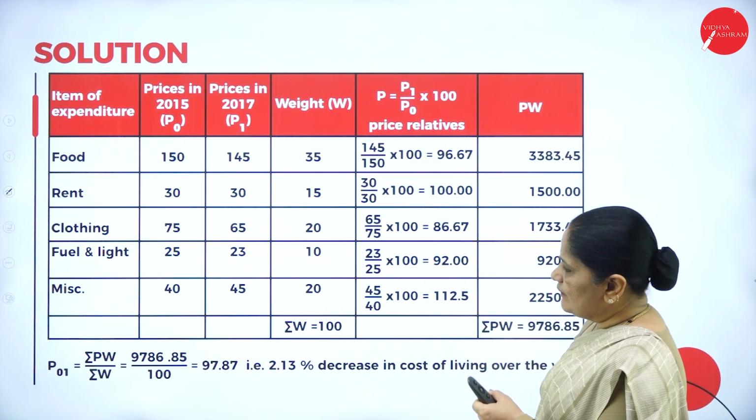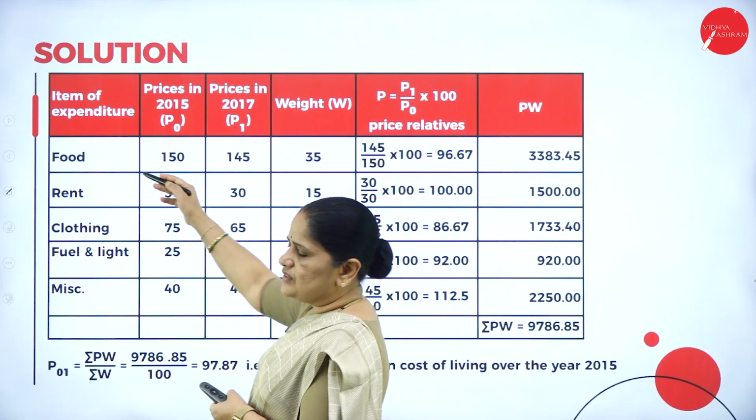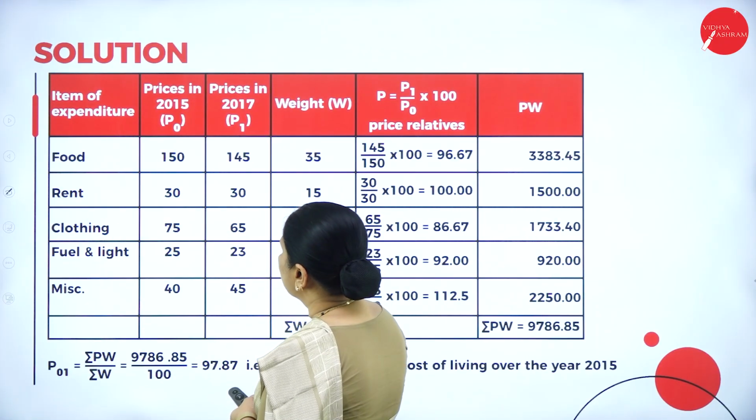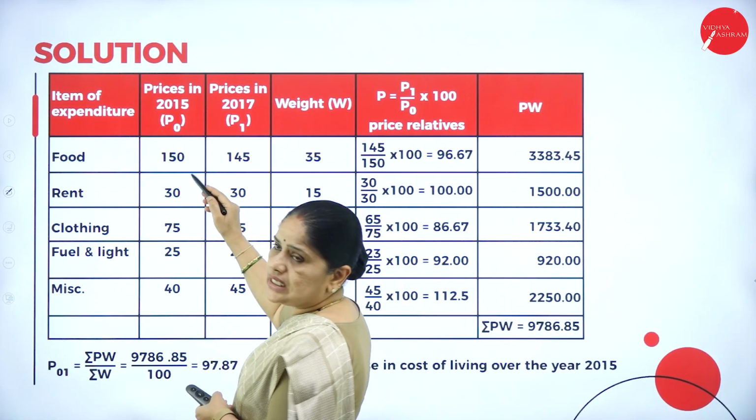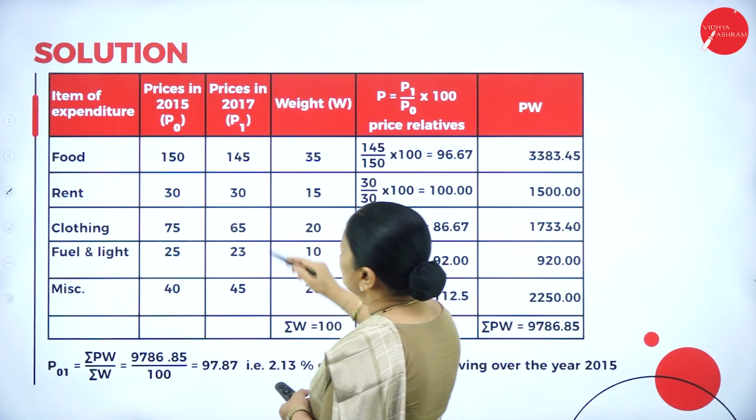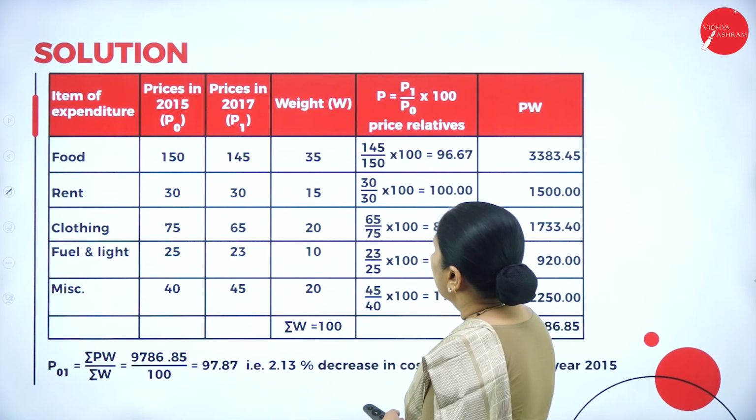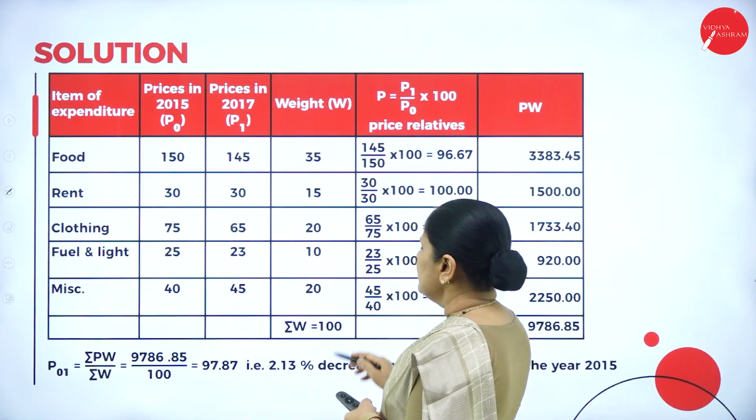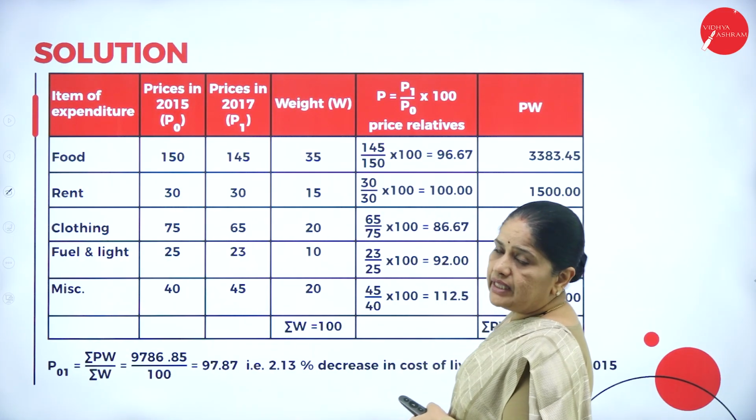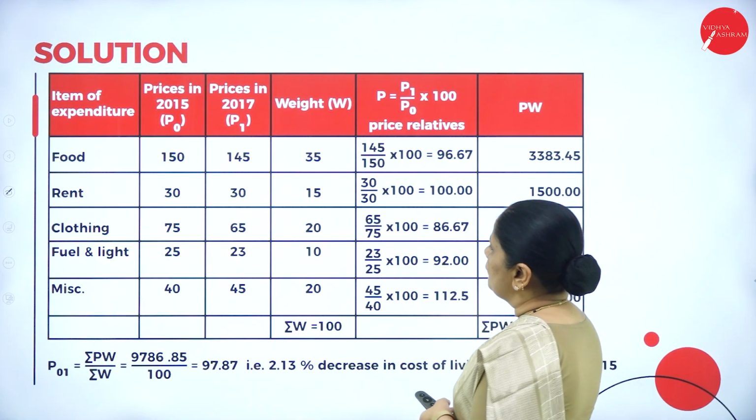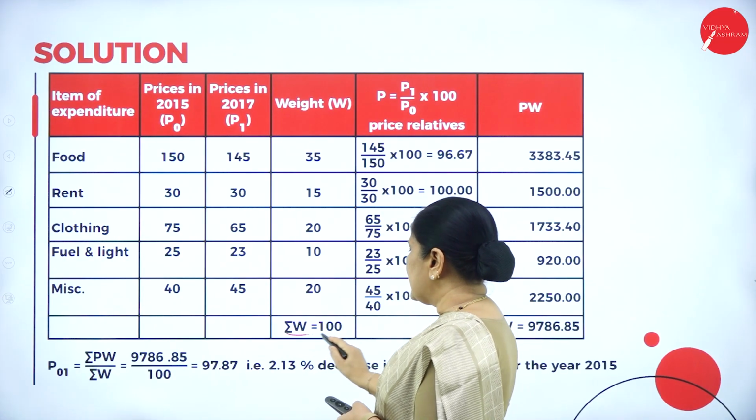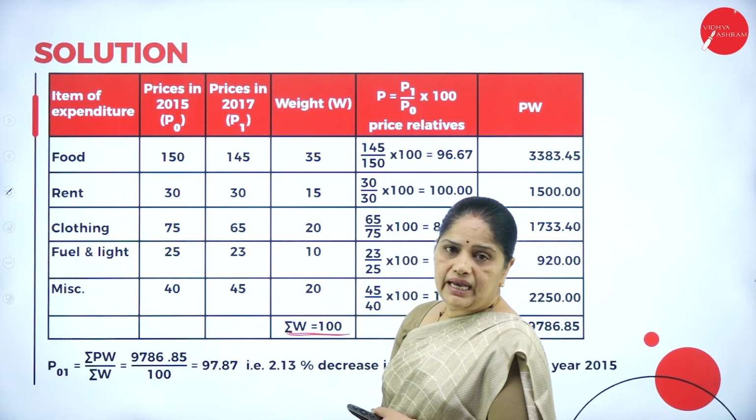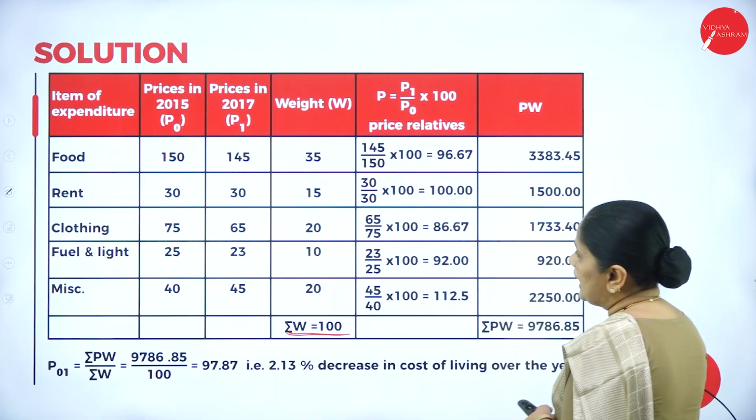So construct the cost of living index for 2017 taking 2015 as the base year. Now, so we have the various items of expenditure. I've just written it in the vertical format. And then we have the P0, that is the prices of the base year, prices of the current year, and also the weights given. Whatever weights are given, that I have mentioned in this vertical format. Now I have just added the total of the weights column. I am getting 100.